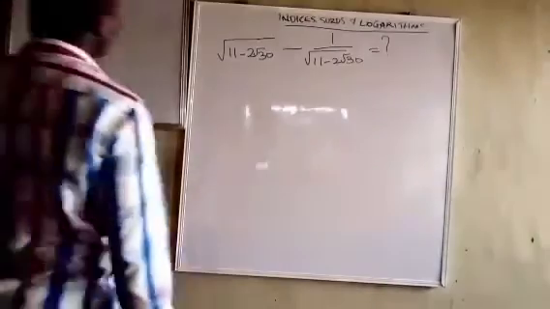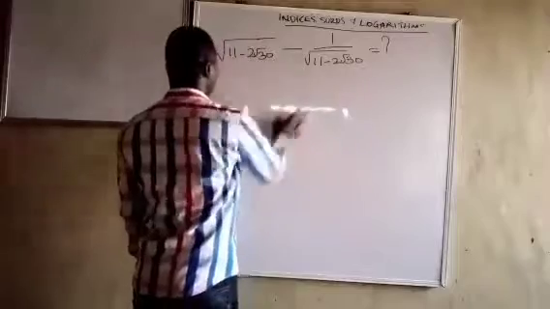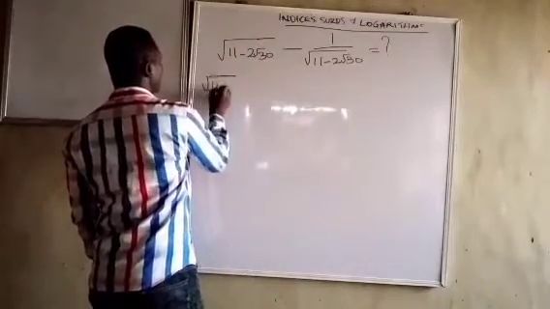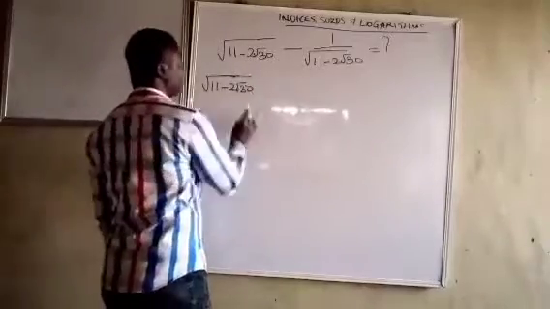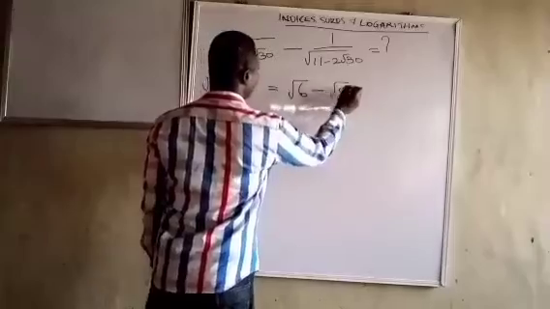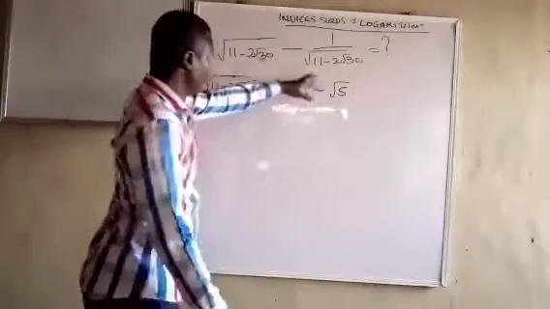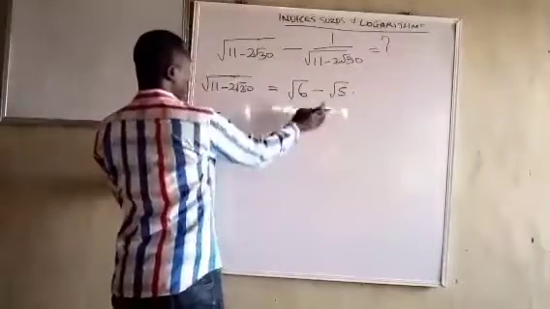Look at another question. We have root of 11 minus 2 root 30, minus 1 over root of 11 minus 2 root 30. Let's find the value of this expression. So we have root of 11 minus 2 root 30. What are the two numbers that, when you add them, give you 11 and the product is 30? That is root of 6 minus root of 5. So that's what this expression is. From our knowledge, we know that this one is going to be root 6 plus root 5. But let's find the inverse.